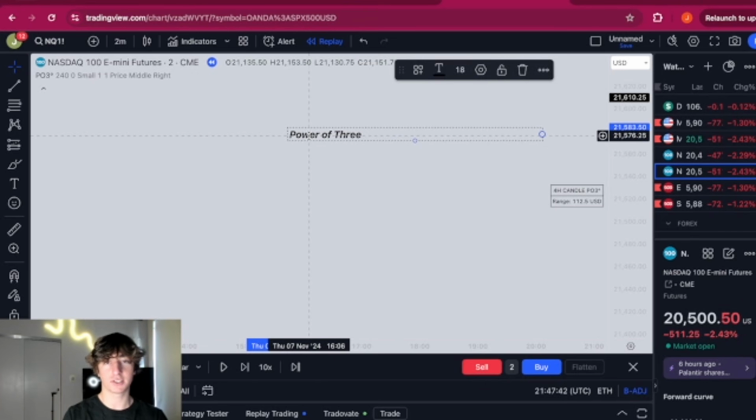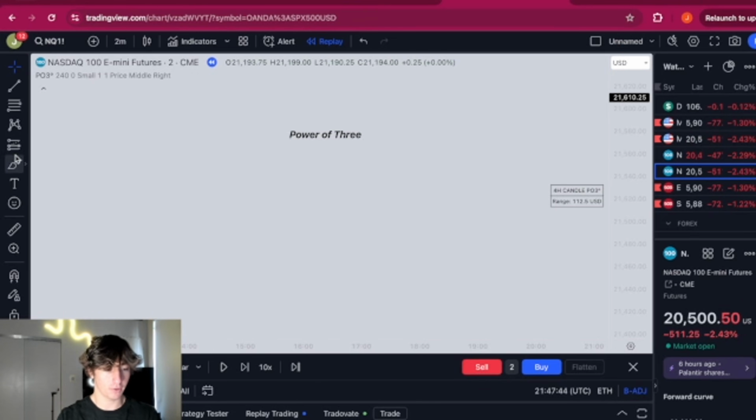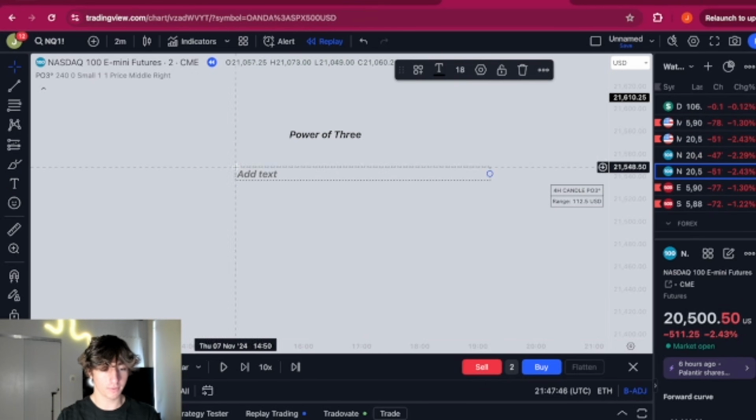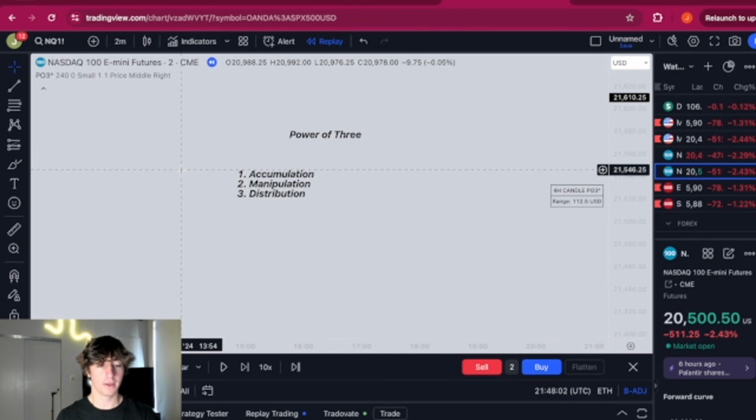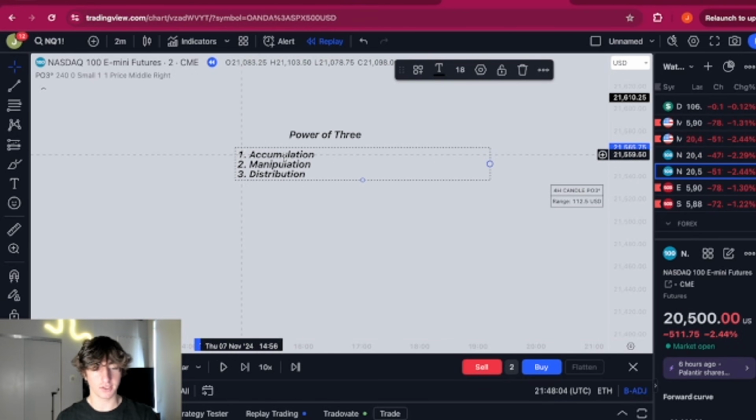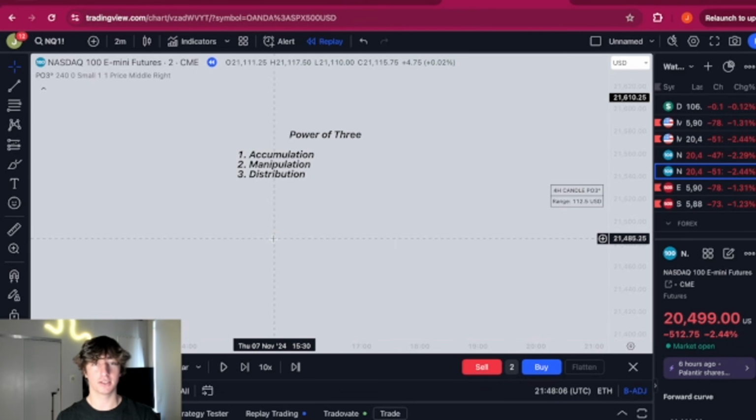So what actually is the Power of 3? I'm sure you guys have heard of it thus far. The Power of 3 is 1, accumulation, 2, manipulation, and 3, distribution, or AMD, which is another name for the Power of 3. Now, what actually is accumulation, manipulation, and distribution?